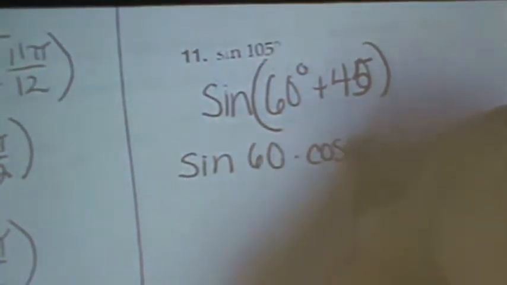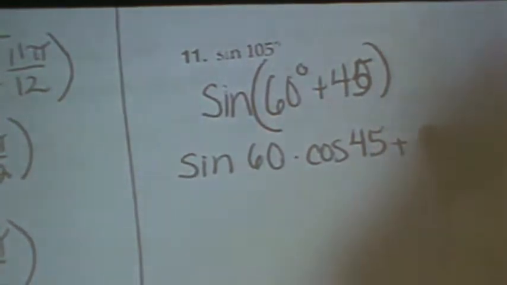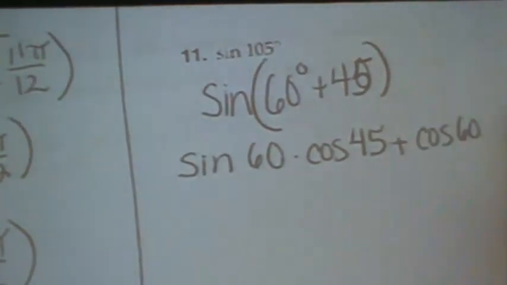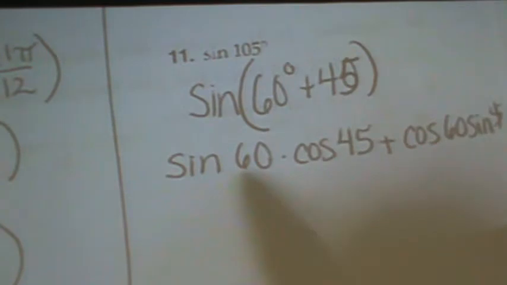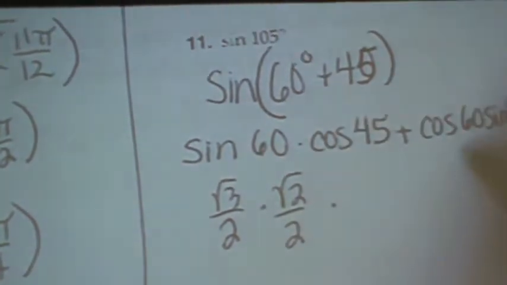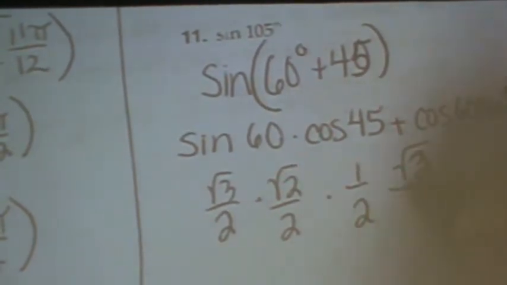So this identity says the sine of the first angle times the cosine of the second angle. Opposite sine is the same sign, so it's cosine of 60 times the sine of 45. Well, the sine of 60 is root 3 over 2. Cosine of 45 is root 2 over 2. Cosine of 60 is 1/2. And sine of 45 is root 2 over 2.